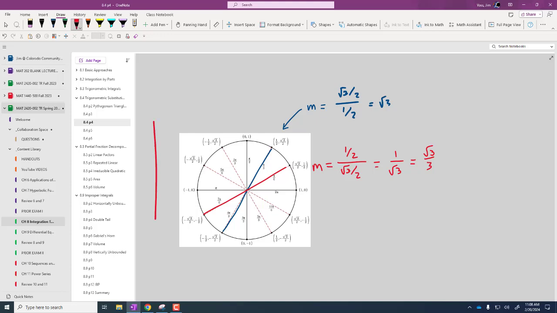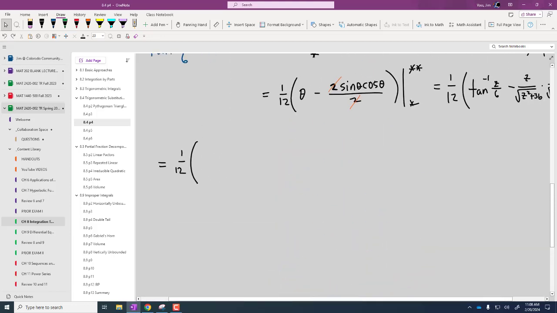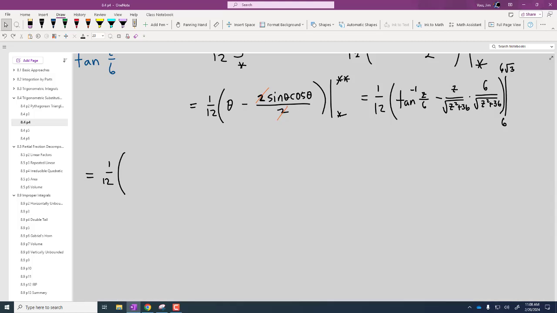So that tells us that right over here, inverse tangent of √3, that's the angle with the steeper terminal ray. That's pi over 3. So we're going to put a pi over 3 in right there. And then over here, in the numerator, we're going to have 36√3. So subtract off 36√3.